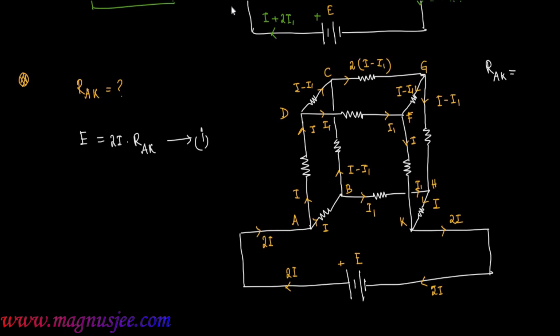And we can prove that RAK, the equivalent resistance between the two corners A and K, will be RAK equal 7 by 5 R. The equivalent resistance between the two corners A and K of a skeleton cube in which one arm is incomplete is RAK equal 7 by 5 times of resistance R, where R is the resistance of each resistor of the skeleton cube.